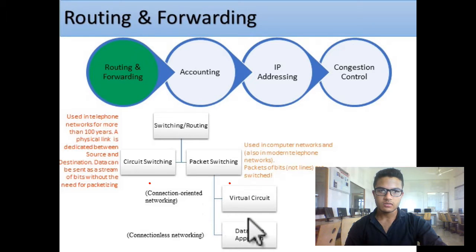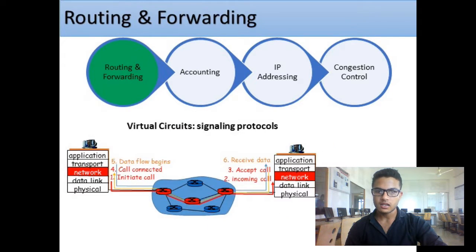Packet switching can be done in two ways: virtual circuit and datagram approach. For example, a call on a mobile is an example of a virtual circuit, where the sender initiates a call, which is an incoming call for the receiver. The receiver accepts the call, then the call is connected. Finally, data transfer can be done.